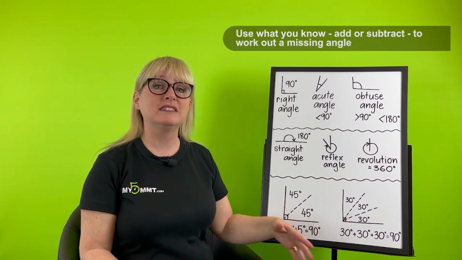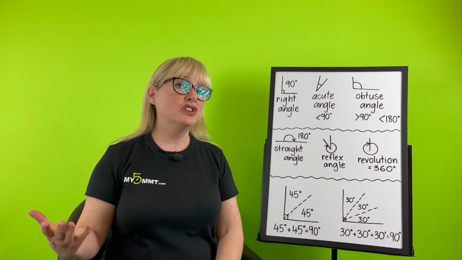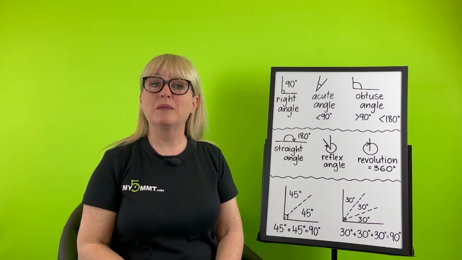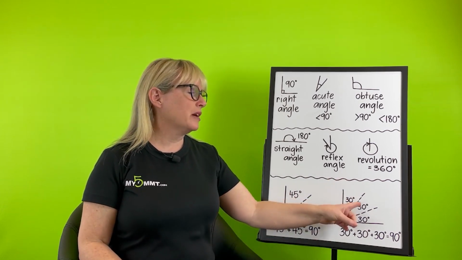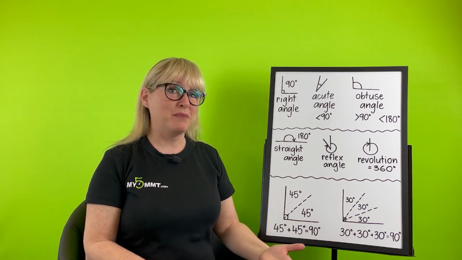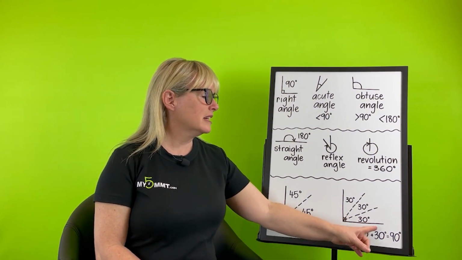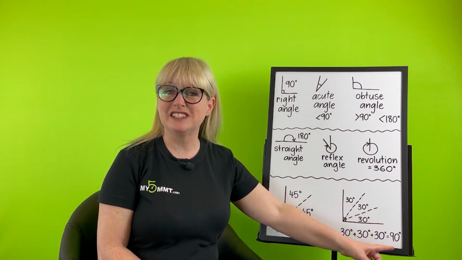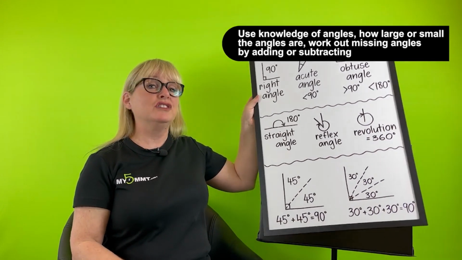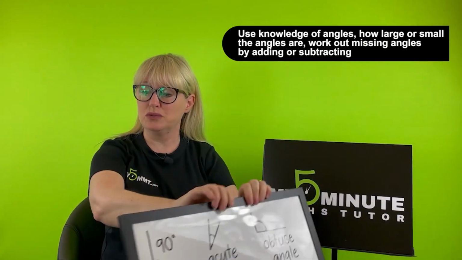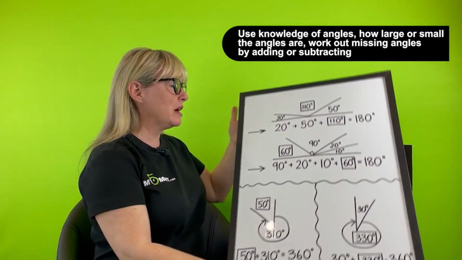Whereas this right angle is divided into 3 even sections. So I have to think, what's 90 degrees? Because I remember that a perfect right angle is 90 degrees divided into 3 sections. Well, 90 divided by 3 is 30. So we've got 30 degrees and 30 degrees, and 30 degrees makes 90 degrees altogether. So I use my knowledge of angles, I use my understanding of how large or small they are, and I work out my missing angles adding and subtracting.